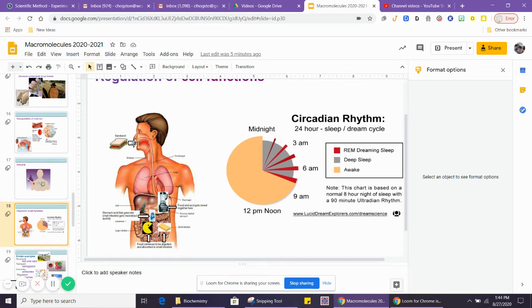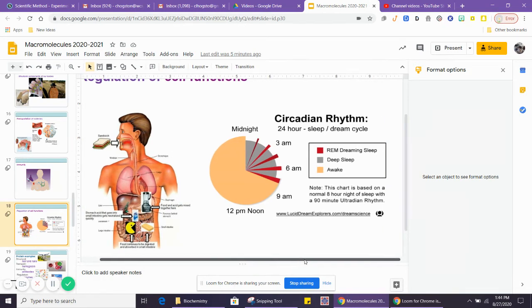These proteins are here in your mouth and your saliva. They're also in your stomach and a little bit there in your small intestine. And then something else to mention when it comes to regulation of cell function in some proteins, you may have heard of serotonin and melatonin.